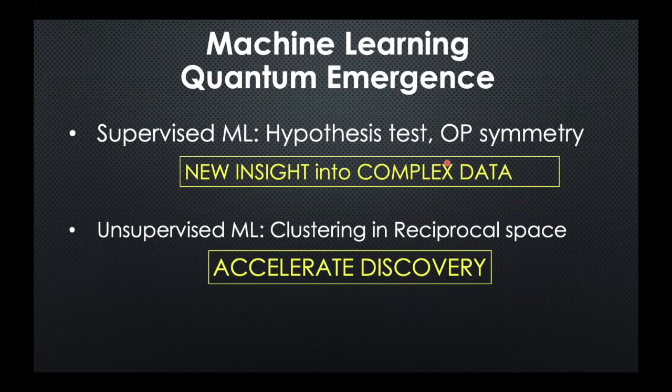I've talked about using various machine learning tools to learn quantum emergence from large volume or complex data. I talked about using supervised machine learning to do hypothesis testing and discuss the theoretical candidate for the nature of the order parameter, which gave us new insight into the complex data. And I have also talked about unsupervised machine learning, a clustering approach that can handle large volumes of data to accelerate discovery. And on that note, let me conclude and thank you for your attention.